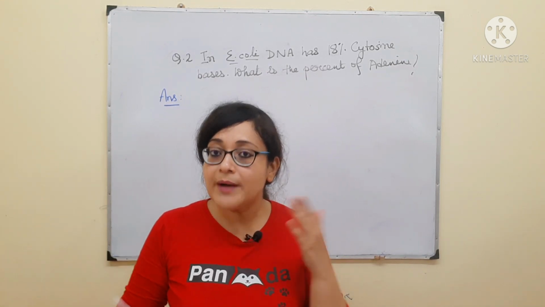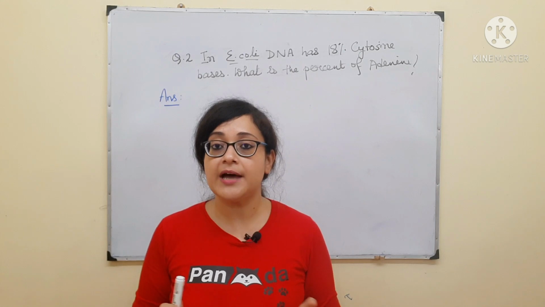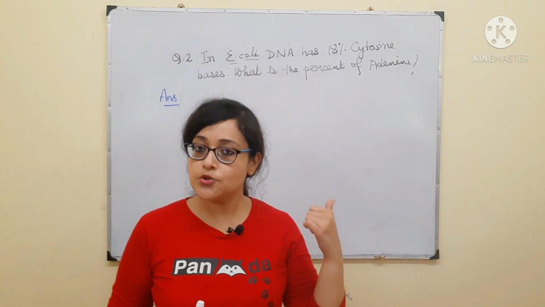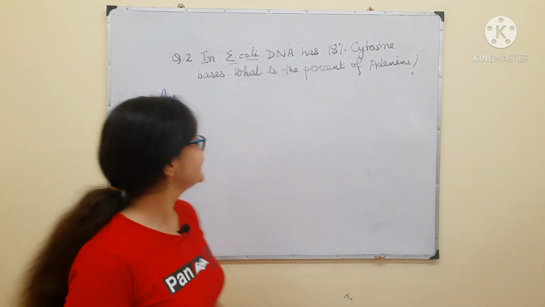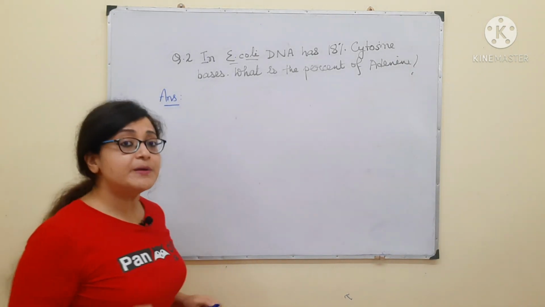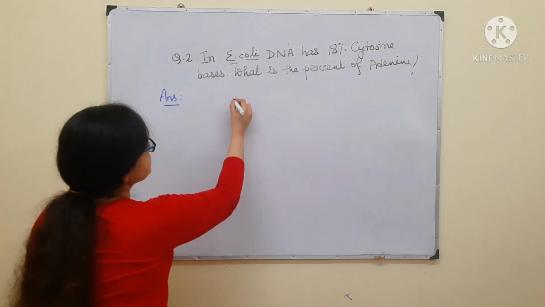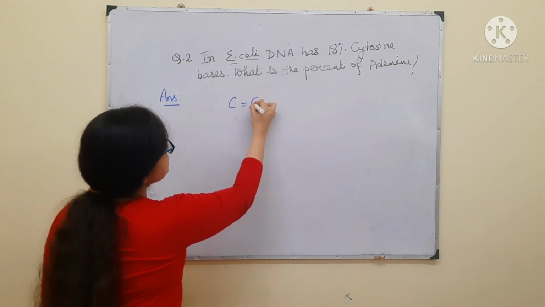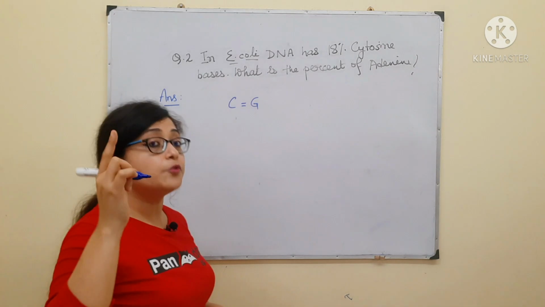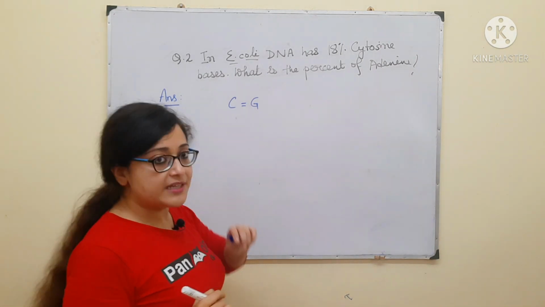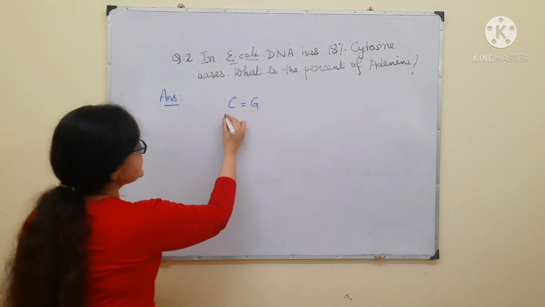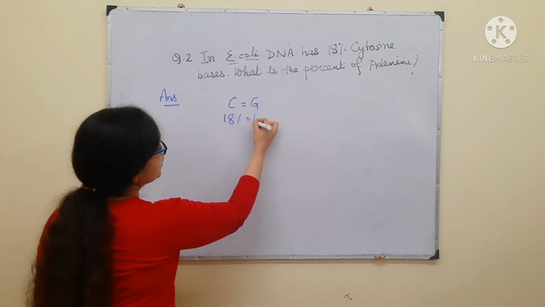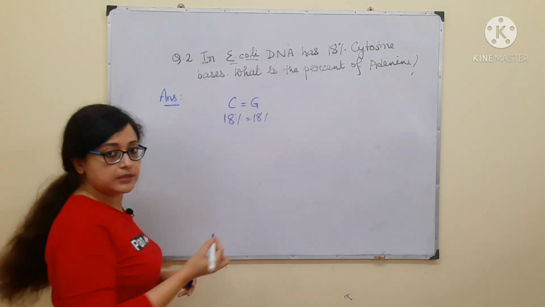Because to approach this kind of question, you should have a very clear concept about Chargaff's rule, okay? So, moving on to the question. As per Chargaff's rule, the molar percentage of cytosine is equal to that of guanine. As per the question, cytosine is 18%, therefore guanine is also 18%, right?